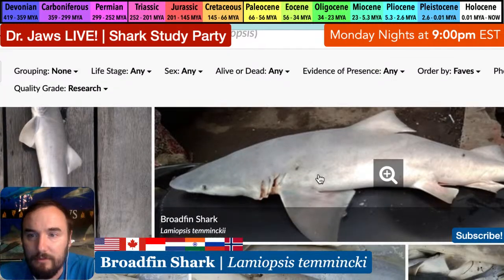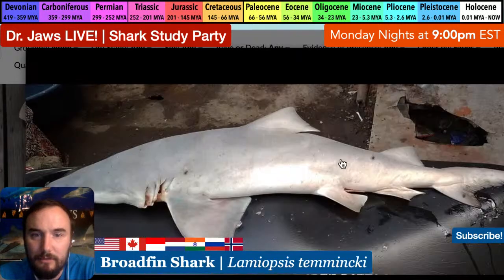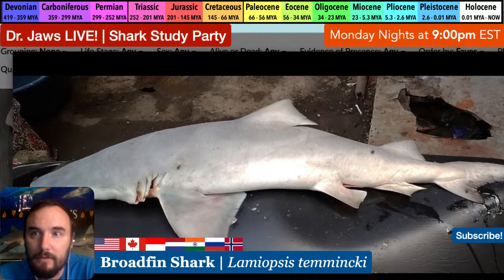I was reading descriptions of the species, but here we can actually take a closer look at what the broadfin shark looks like. So let me see if I can reposition this so you get a better view.